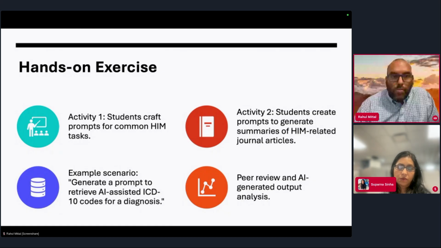And one of the examples I gave was the ICD-10 codes, and we're also trying to peer review an AI-generated output analysis as well.